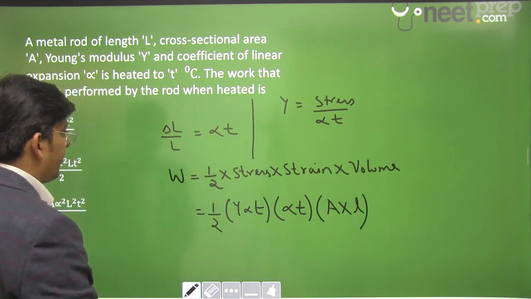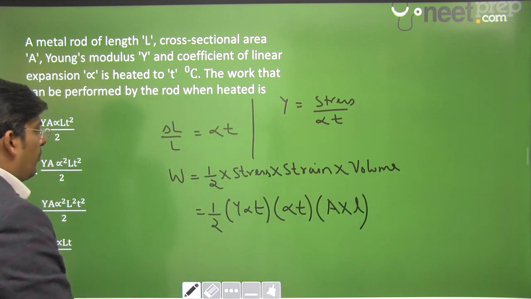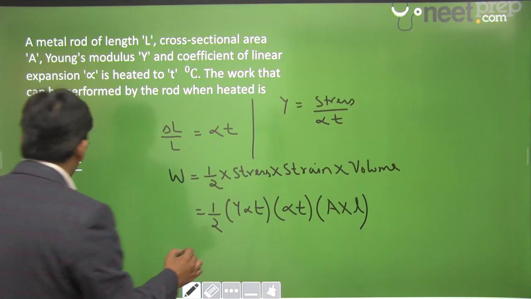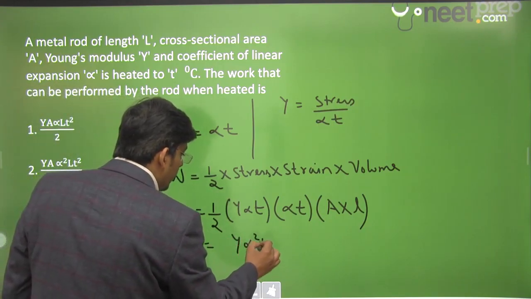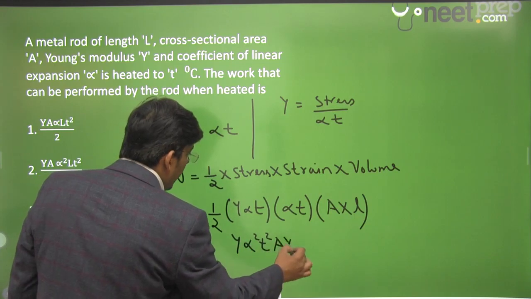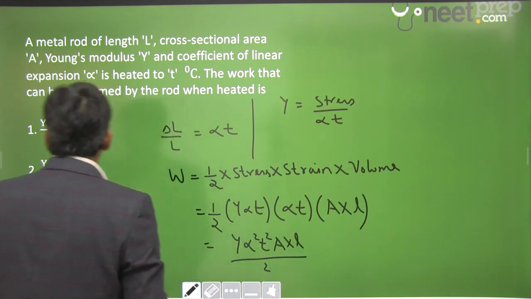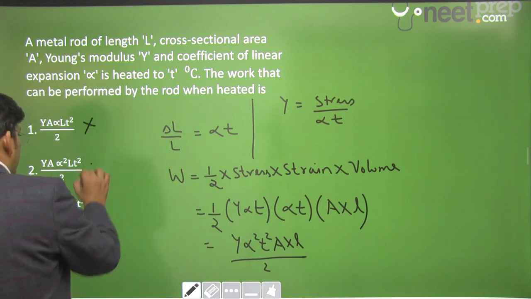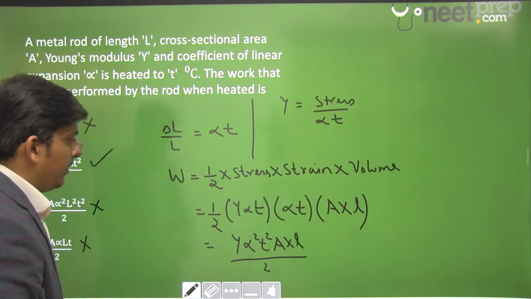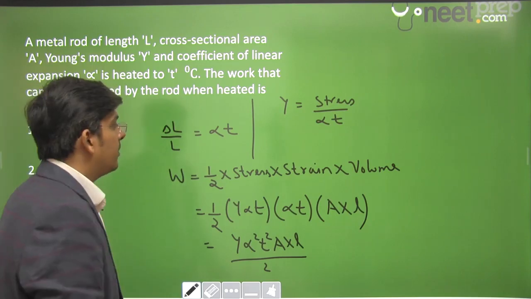So this comes out to be Y alpha square T square A into L divided by 2. We have alpha square and T square, no L square. So this is the correct option. Alpha square and T square. Right, dear students? Easy question.